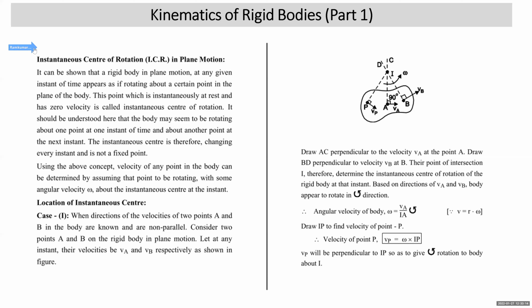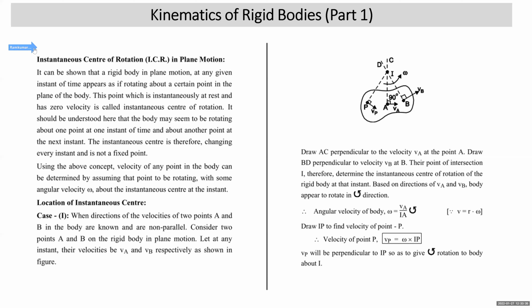Students, using the concepts of instantaneous center of rotation, we can find the angular velocity of the rigid body in general plane motion. We can also find the velocity of a point on the rigid body in general plane motion. How do we locate the instantaneous center of rotation? Now here we come across two cases. What is the first case?